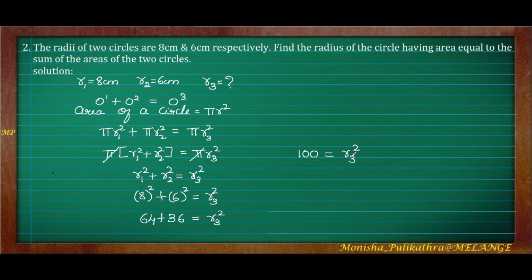But we need to find out the value of R3. So I am shifting this square to this side. When we shift a square, it will become a square root, that is square root of 100. So R3 is equal to 10. Square root of 100 is equal to 10, so 10 centimeter. So this is the value of R3. I hope you understood this.